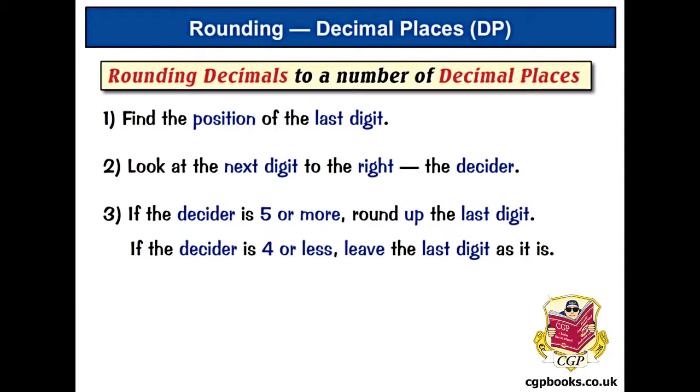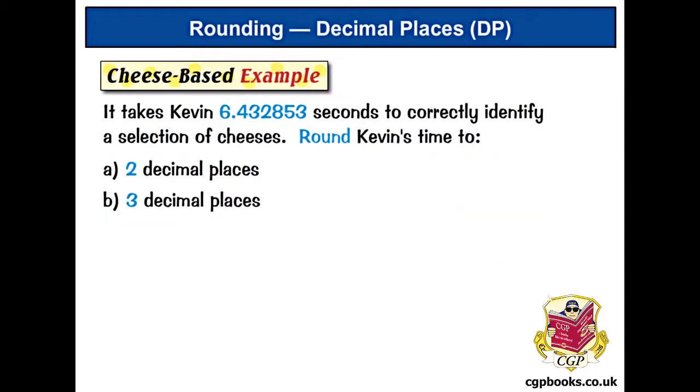Right then, let's see just how good these rules actually are with a nice cheese-based example. It takes Kevin 6.432853 seconds to correctly identify a selection of cheeses. Round Kevin's time to A, 2 decimal places, and B, 3 decimal places.